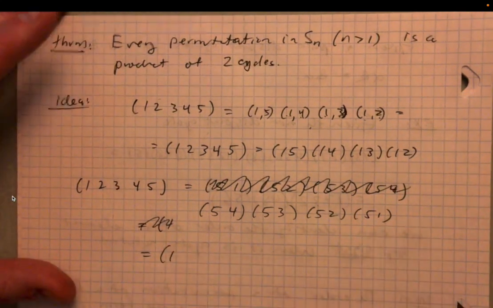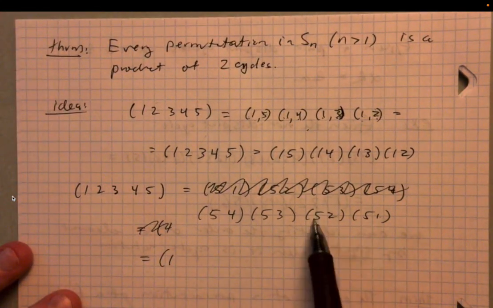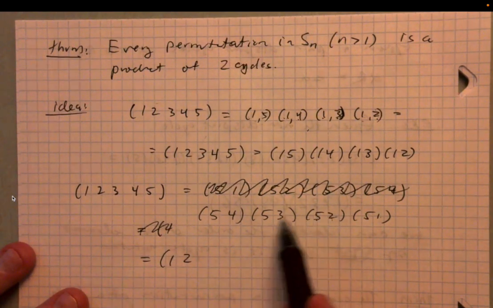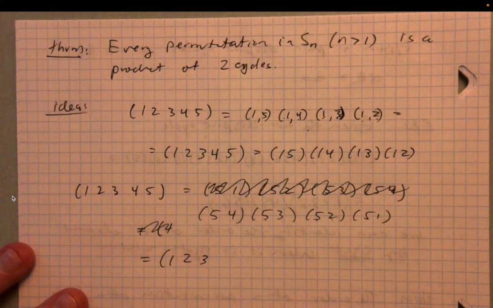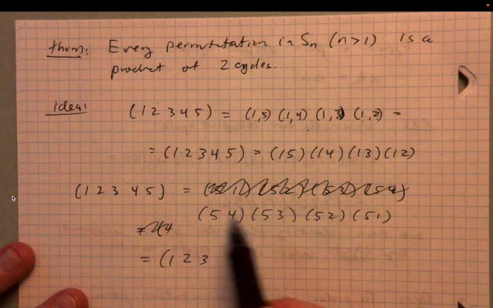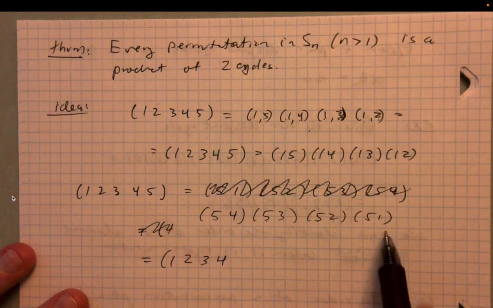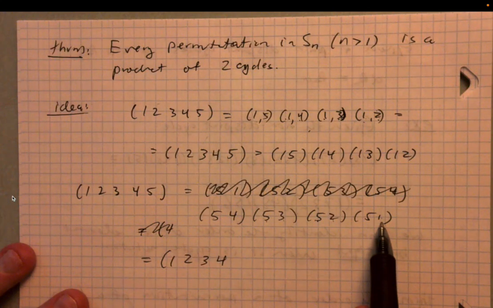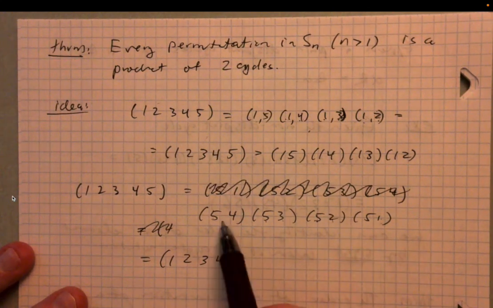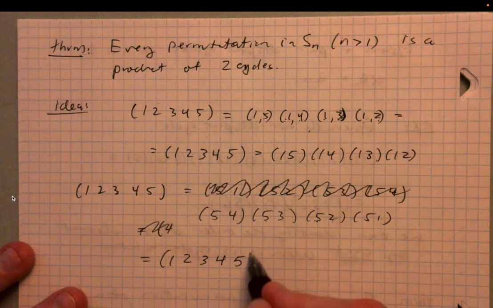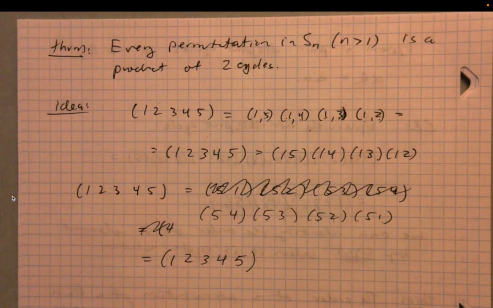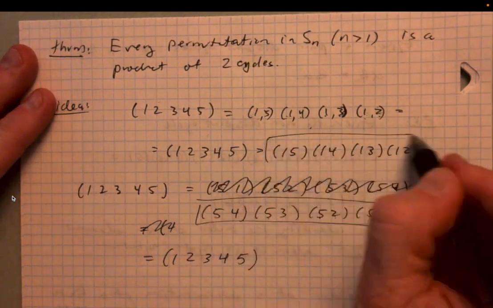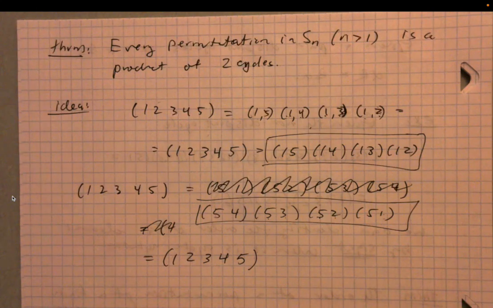So what happens with 1? 1 goes to 5, 5 goes to 2. What happens to 2? 2 goes to 5, 5 goes to 3. What happens with 3? 3 goes to 5, 5 goes to 4. And what happens to 5? 5 goes to 1. 4 goes to 5, 5 goes to 1. Right? So you see it wraps right around there. All right, so here are two ways to write this simple cycle as a product of 2 cycles.